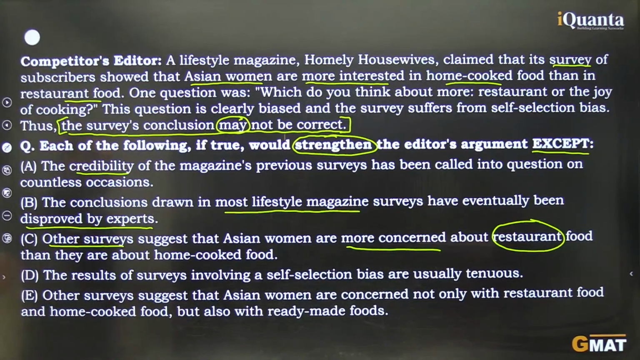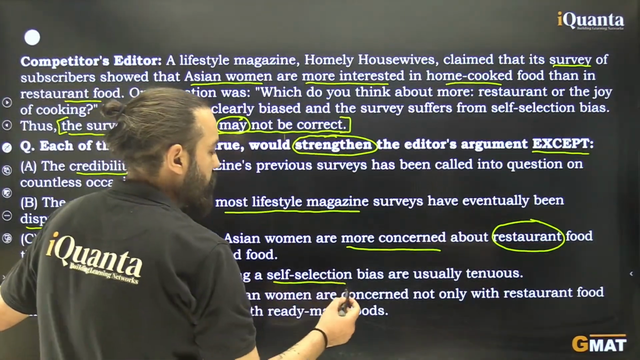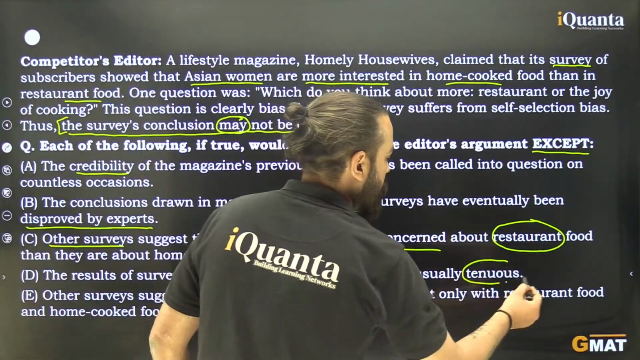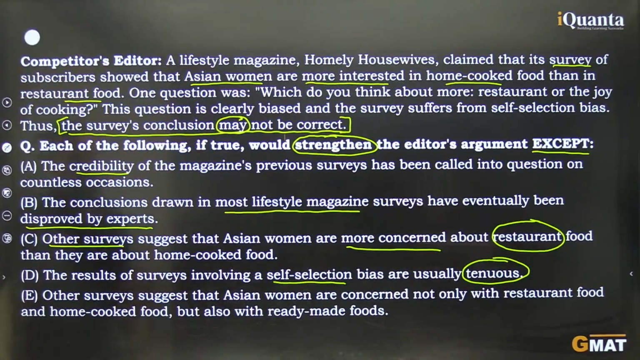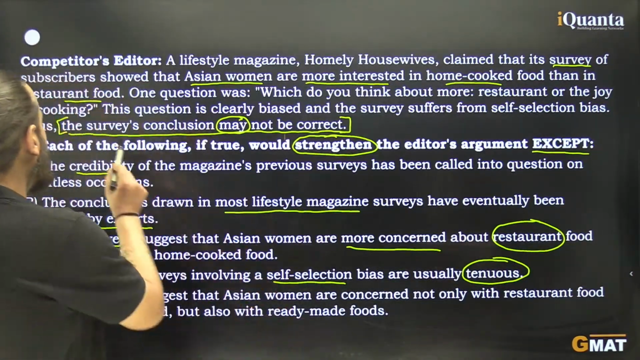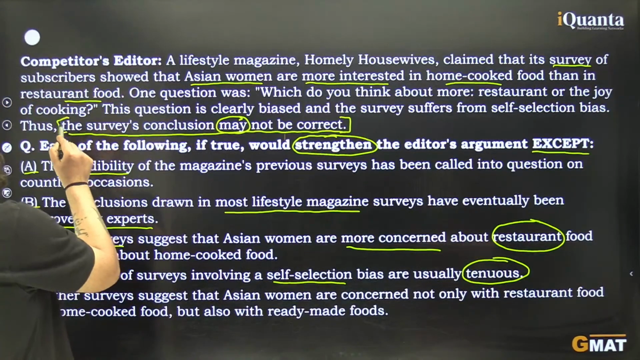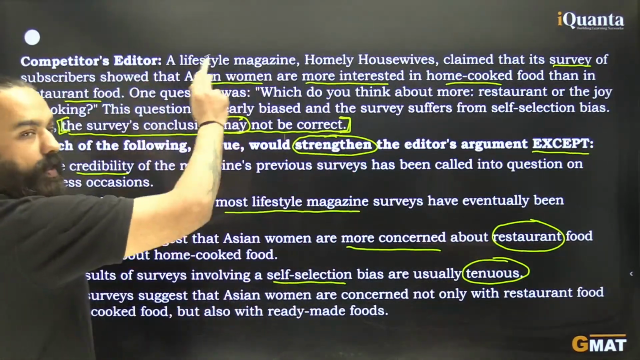D. The result of surveys involving a self-selection bias are usually tenuous. This is also self-selection, and they are usually tenuous. So this may also be tenuous. Hence, the conclusion may not be correct. So A strengthens the argument, B strengthens the argument, C strengthens the argument, D strengthens the argument. When I say strengthens the argument, I am talking about the conclusion of the argument, this part. Okay? Don't be misled by the premise.